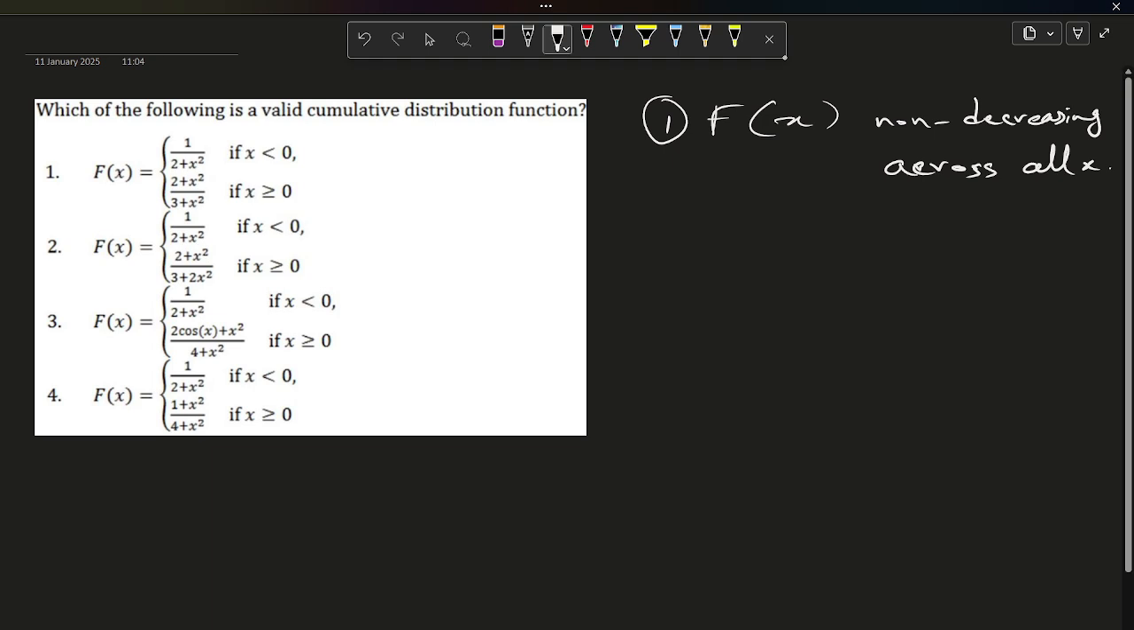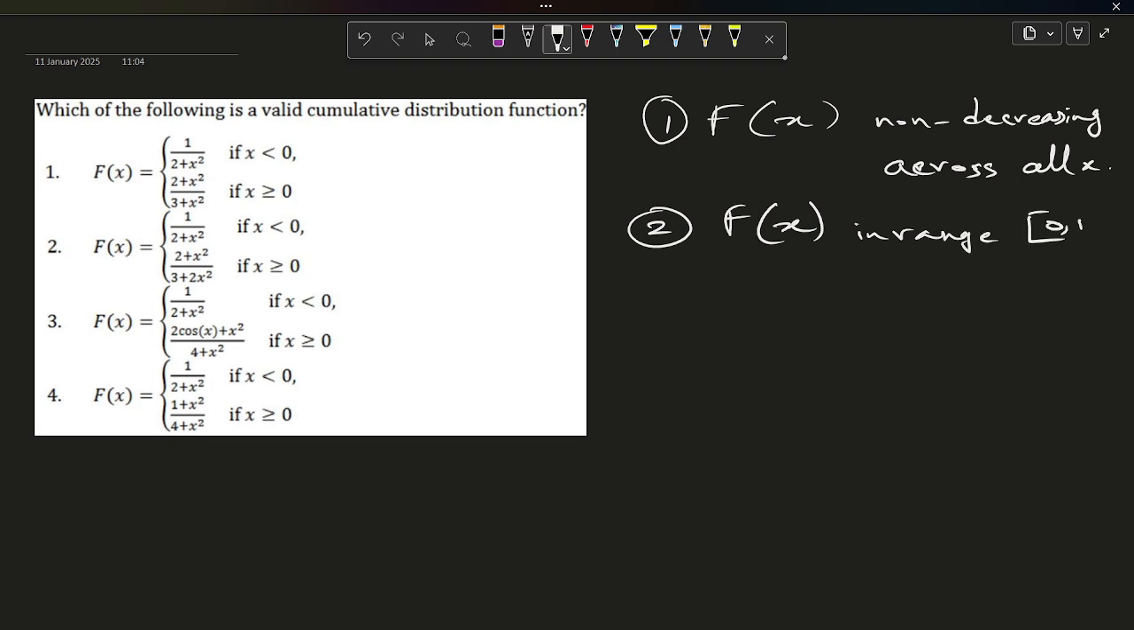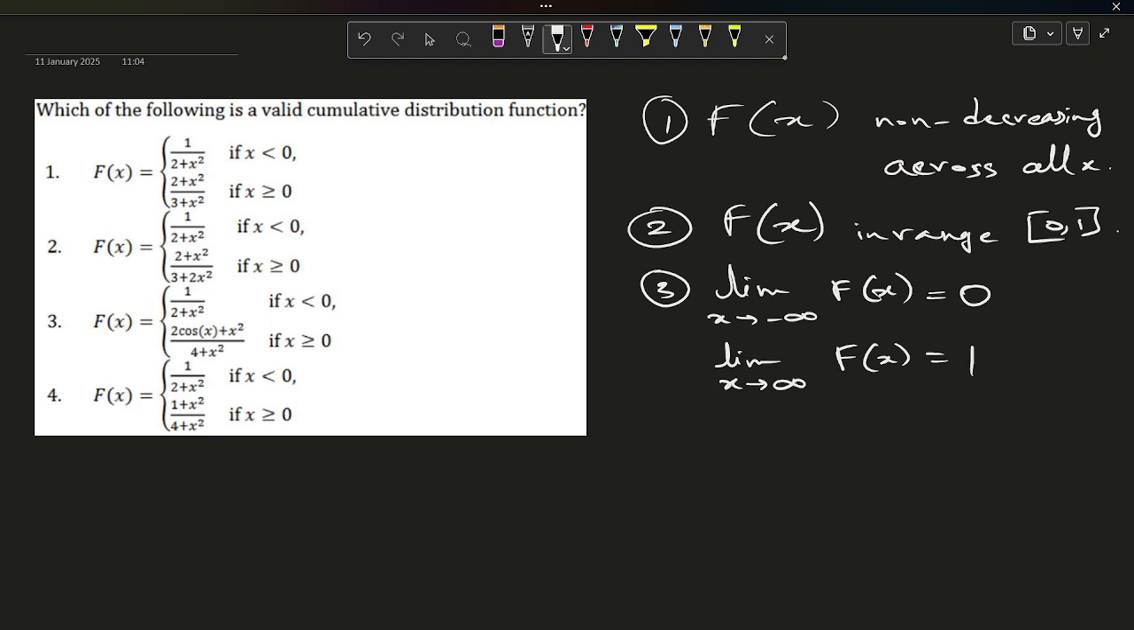Now the second point is the range of values, that means F(x) should be in the closed range 0 to 1. And the third point tells us about the limits: the limit as x tends to minus infinity of F(x) has to be 0, and the limit as x tends to infinity of F(x) has to be 1.